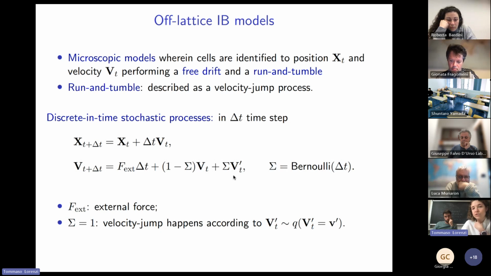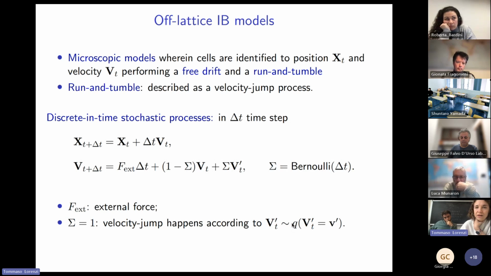And the velocity changes into a new one that we call v prime, that is distributed according to a certain distribution that can be measured. So for example, if we assume that these microscopic reorientations of cells are the contact guidance along the fibers of the extracellular matrix, then one can measure the orientations of the fibers and can choose this distribution Q as the distribution of the fibers.